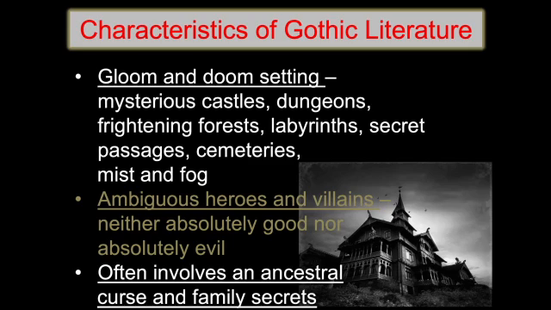So then what is the characteristic of Gothic literature? You usually see this gloom and doom kind of setting. You have mysterious castles, there might be dungeons, there might be frightening forests around, there's labyrinths and mazes all around, secret passages to and from places. You might be spending time walking through cemeteries. There's a lot of mist and fog and rain.